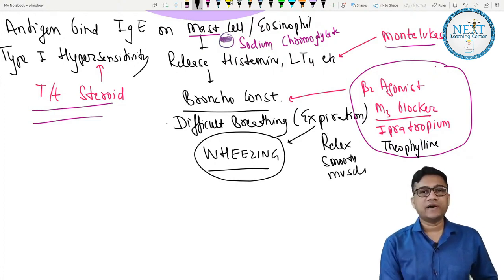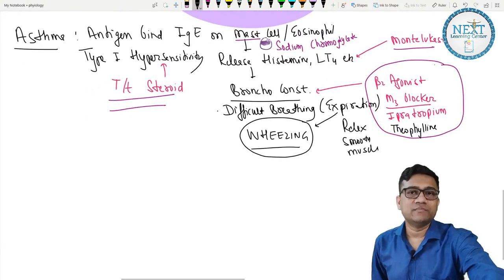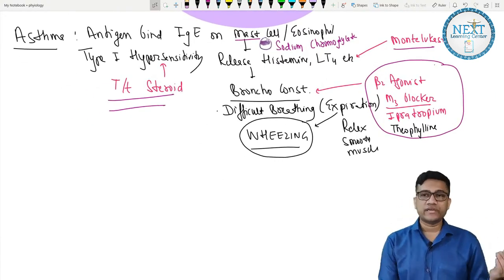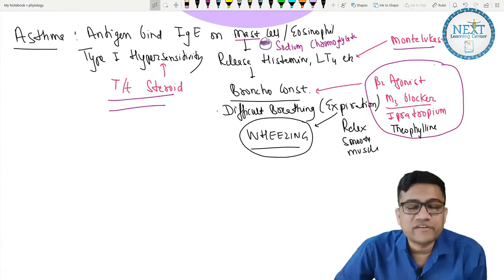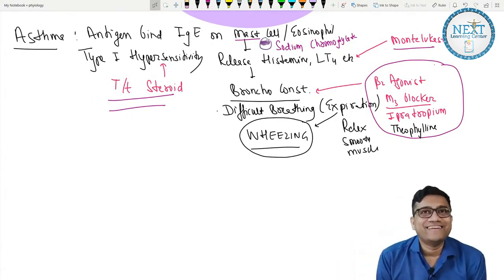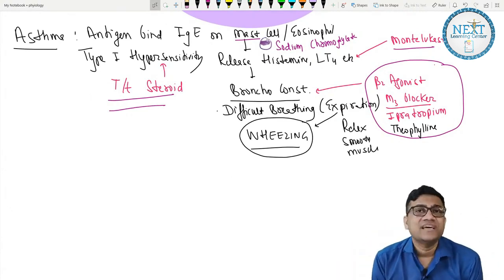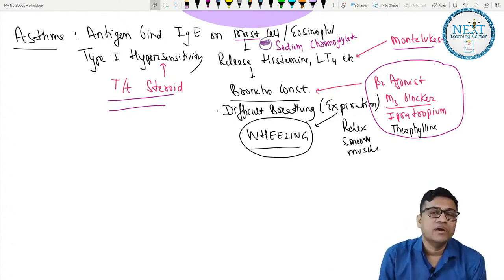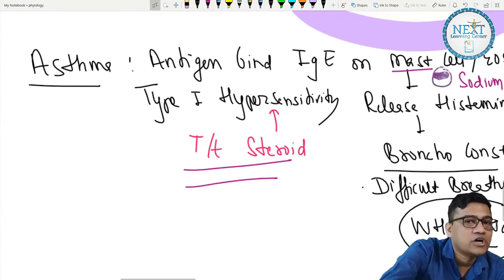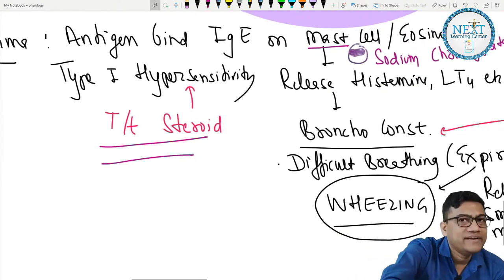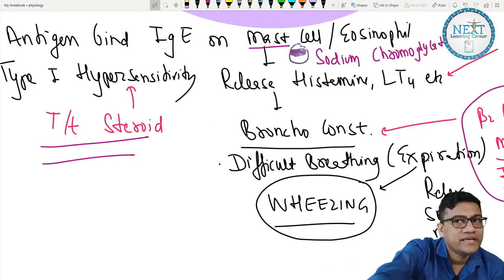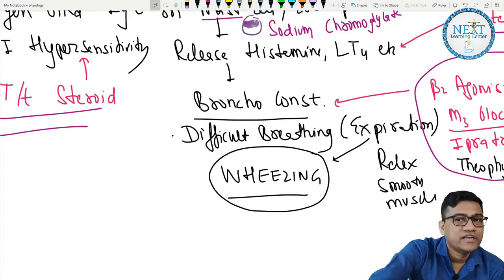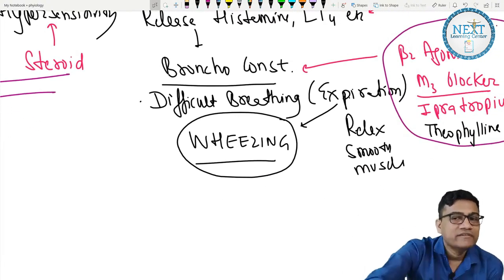So this single diagram covers the entire asthma features and treatment. Take a screenshot and please save it with you. The latest GINA guidelines, how you manage asthma, I'll discuss in the medicine part. But right now please remember this. Asthma is caused by what? Antigen binds IgE on mast cell, eosinophil, releases histamine which causes bronchoconstriction, difficult breathing in expiration, and mainly wheezing.